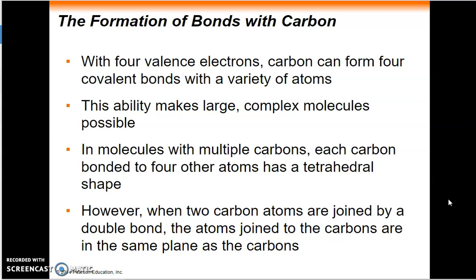When a carbon atom forms covalent bonds with 4 other atoms, they are arranged at the corners of an imaginary tetrahedron with bond angles of 109.5 degrees. In molecules with multiple carbon atoms, every carbon atom bonded to 4 other atoms has a tetrahedral shape. When 2 carbon atoms are joined by a double bond, all bonds around those carbons are in the same plane as the carbons.